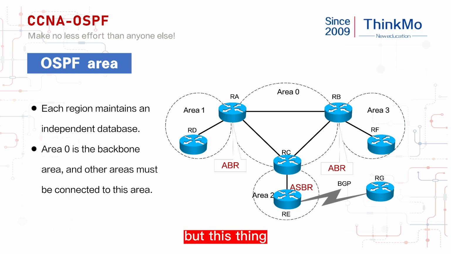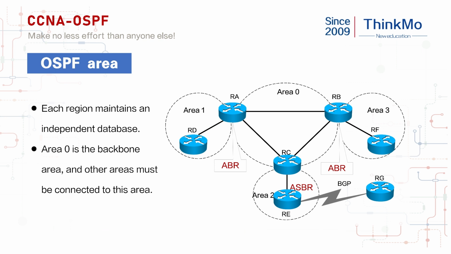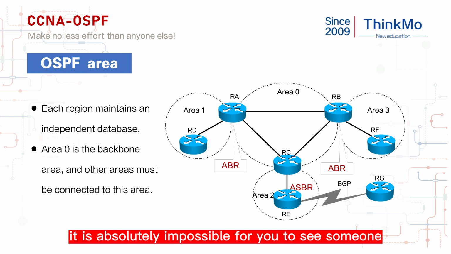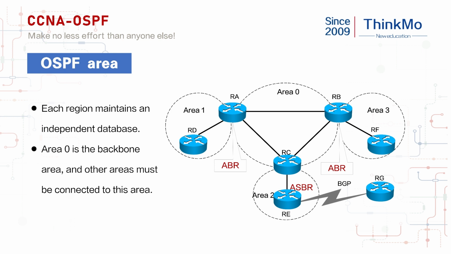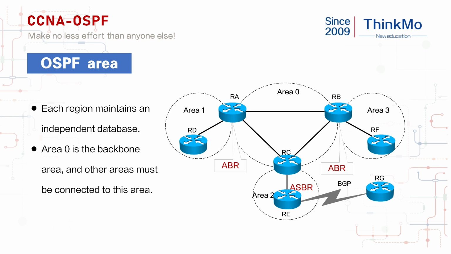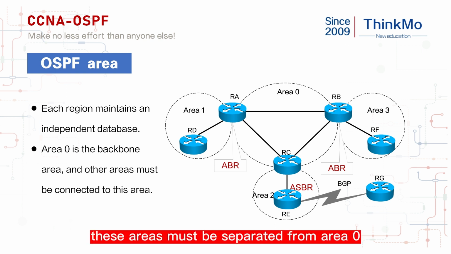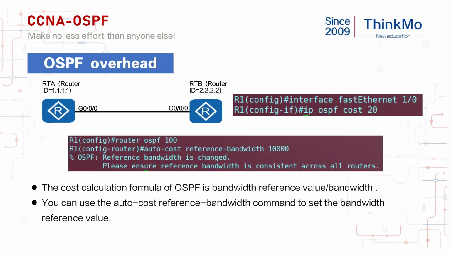But in fact, there are not many used in the network. That is, it is absolutely impossible for you to see someone using a virtual connection on the internet. But what we learn, you still have to learn this technique. If you plan, these areas must be separated from area 0. That's a technical problem. Let's make one last point.